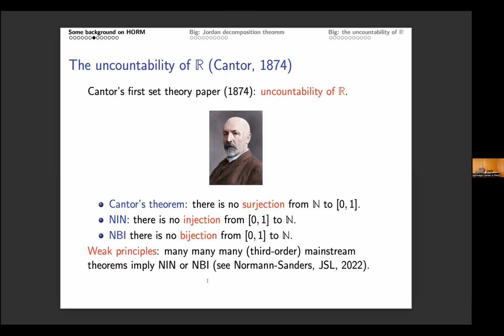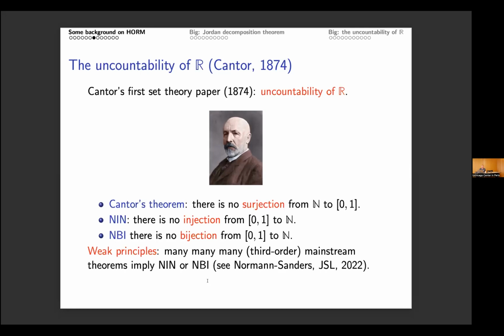In a sense, these are weak, the last two. NIN and NBI are weak, where I credit our study of NBI to Carl Mummert and Jeff Hurst, who suggested it actually. It's been very interesting. And half of all third order theorems imply NIN or NBI. And so, yeah, Dag Normann and I have a huge list. It's published in the JSL 2022.